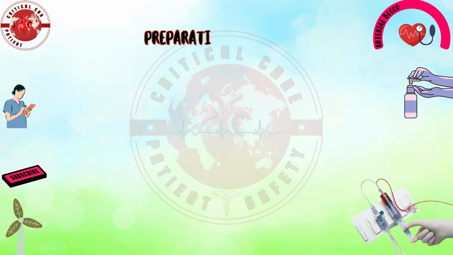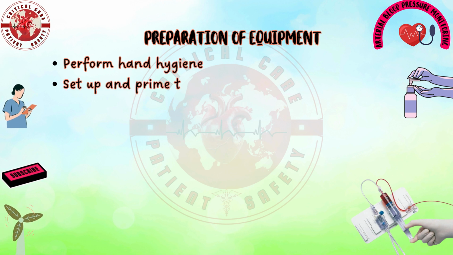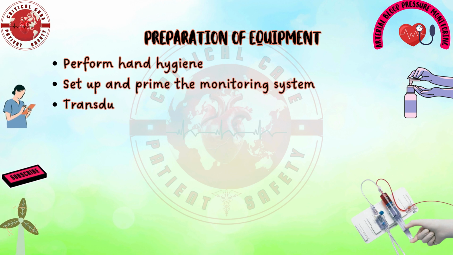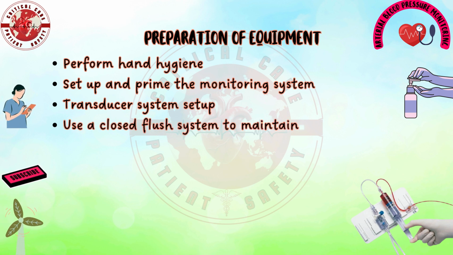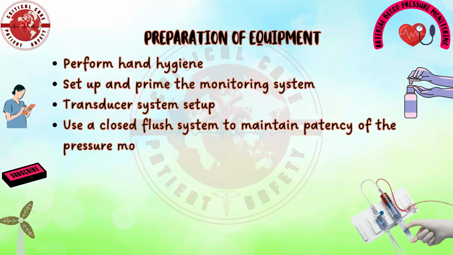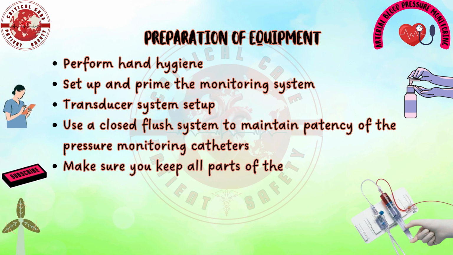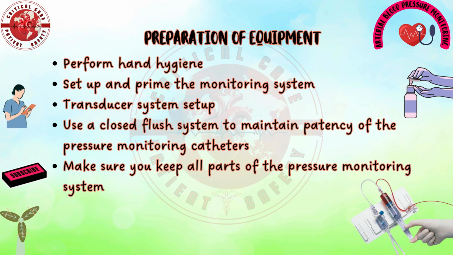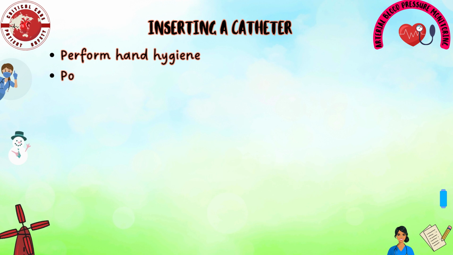Preparation of equipment. Perform hand hygiene. Set up and prime the monitoring system. Transducer system setup. Use a closed flush system to maintain patency of the pressure monitoring catheters. Make sure you keep all parts of the pressure monitoring system. Inserting a catheter. Perform hand hygiene.